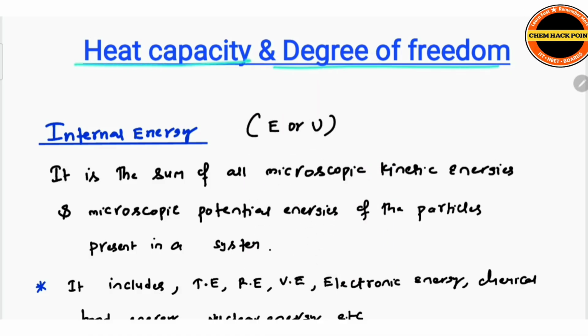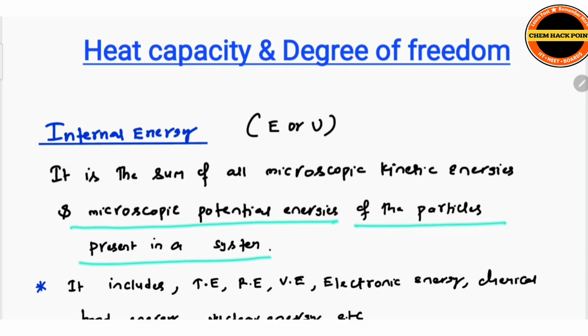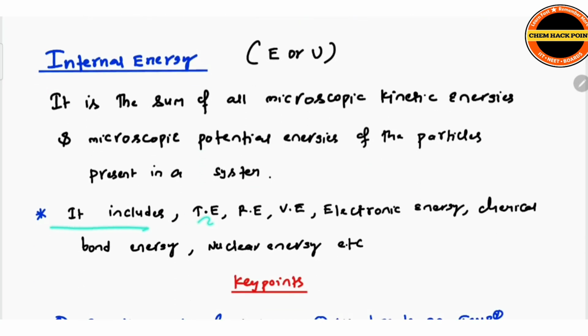Heat capacity and degree of freedom. First, internal energy, represented by E or U, is the sum of all microscopic kinetic energies and microscopic potential energies of the particles present in a system. It includes total energy, translational energy, rotational energy, vibrational energy, electronic energy, chemical bond energy, nuclear energy, etc.